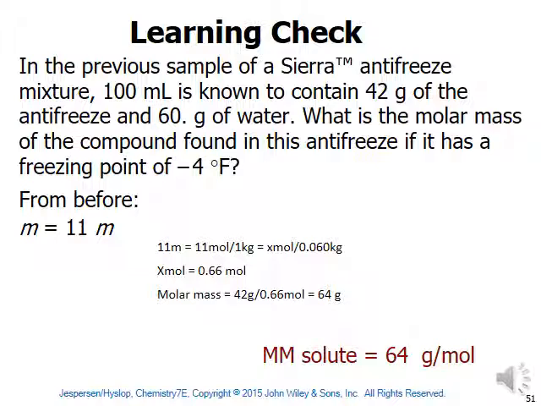Okay, so multiply both sides by 0.06 and you get x moles equals 0.66 moles. And then the molar mass is going to be the 42 grams divided by the 0.66 moles, and you get 64 grams. Again, technically it should only be one significant digit, so it should be 60, or 6 times 10 to the second grams per mole.